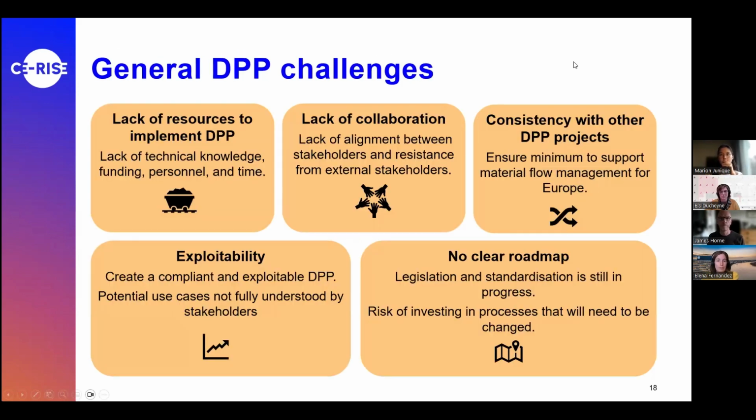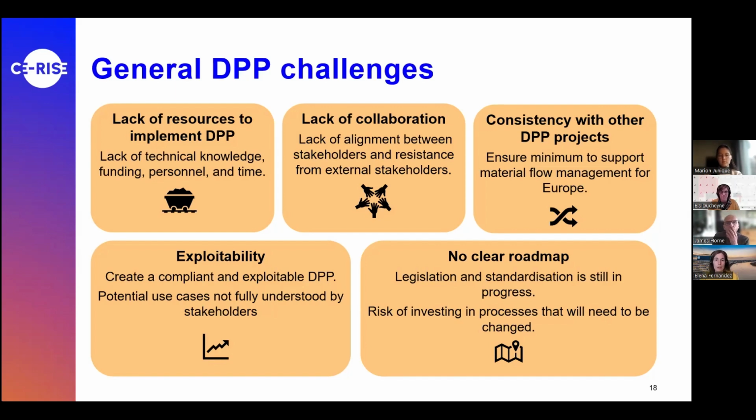So we identified 10 main challenges. The first one is the lack of resources to implement digital product passports. So respondents found that they have a lack of technical knowledge, funding, personnel, and time to implement digital product passports. They also think that there is a lack of collaboration between stakeholders, and especially some resistance from external stakeholders. So other companies in their value chain.